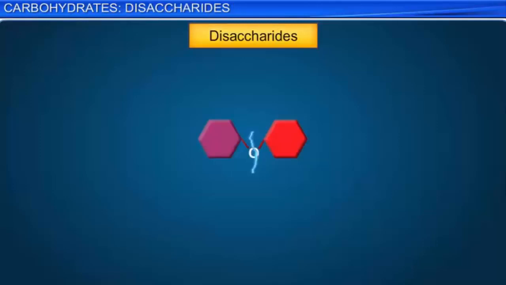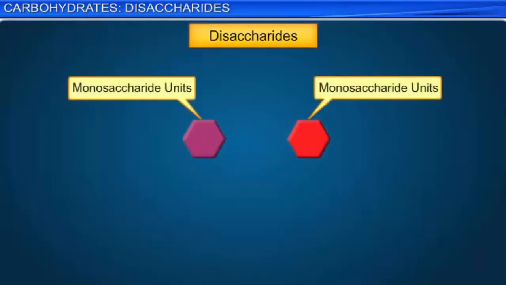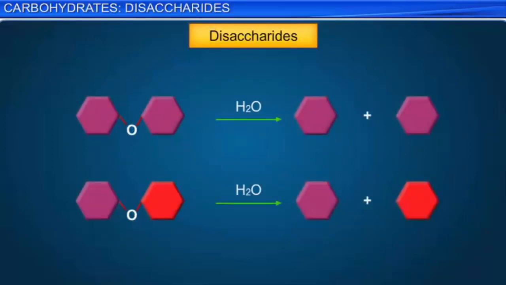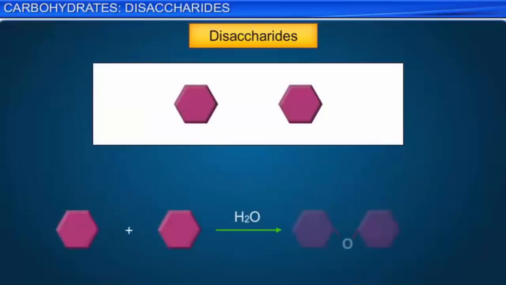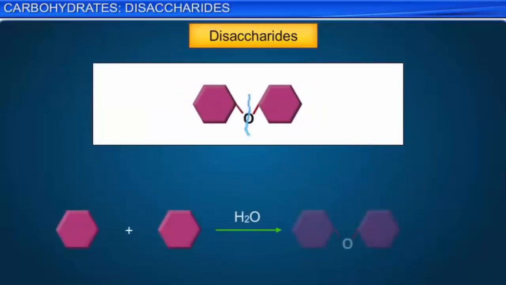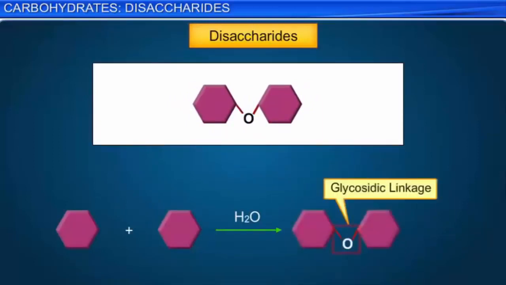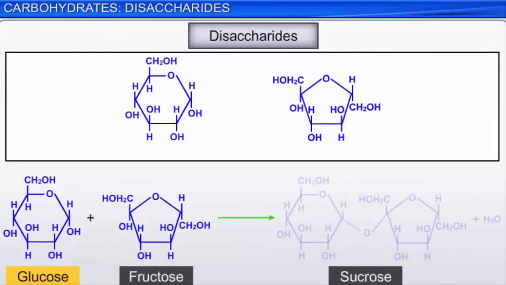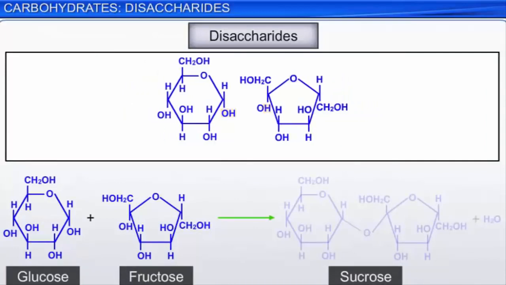Disaccharides are carbohydrates that yield 2 monosaccharide units on hydrolysis. The hydrolysis of a disaccharide may yield 2 molecules of the same or different monosaccharide. In disaccharides, the 2 monosaccharide units combine and result in the formation of an oxide linkage with the elimination of a water molecule. For example, sucrose with 2 monosaccharides, glucose and fructose, joined together by an oxide linkage is shown in the structure here.